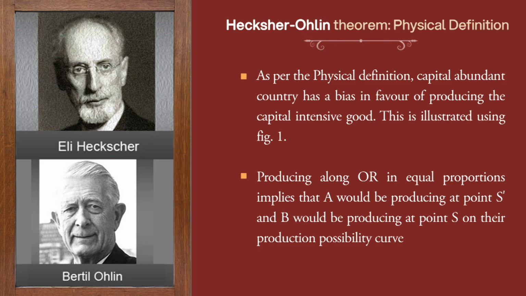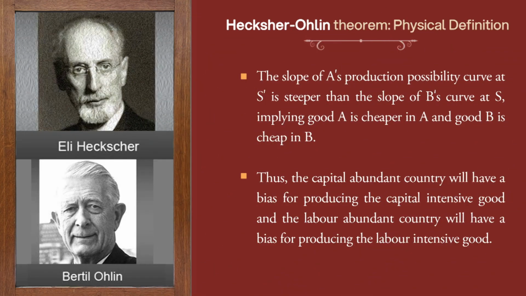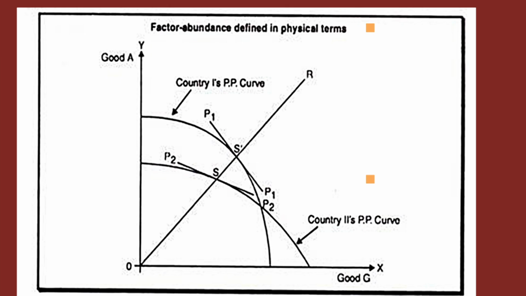If we look at the figure intently, we'll find, as per the physical definition, that the capital abundant country has a bias in favor of producing the capital intensive good. Why is it so? Let us elaborate. Producing along the ray OR in equal proportions implies that country A or country 1 would be producing at point S dash and B would be producing at point S on their production possibility curves. The slope of A's production possibility curve at S dash is steeper than the slope of B's curve at S.